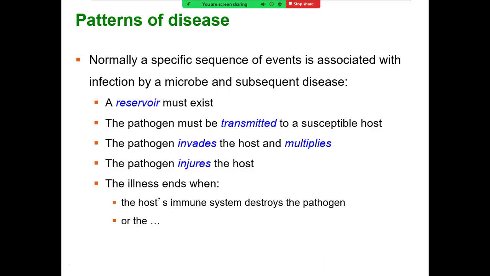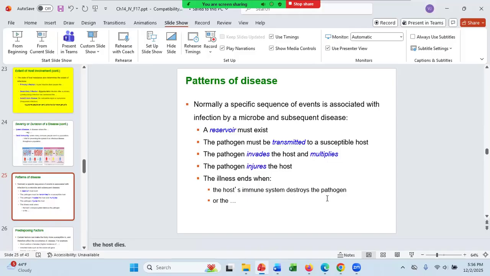Patterns of disease. Normally, a specific sequence of events is associated with an infection by a microbe, and then the subsequent disease development. And the pattern is usually a reservoir must exist. A reservoir is where the disease-carrying organism comes from. The pathogen must be transmitted to a susceptible host. An immunized host is not susceptible, and so the pathogen cannot grow in the immunized host. The pathogen then invades the host and multiplies, and then the pathogen injures the host.